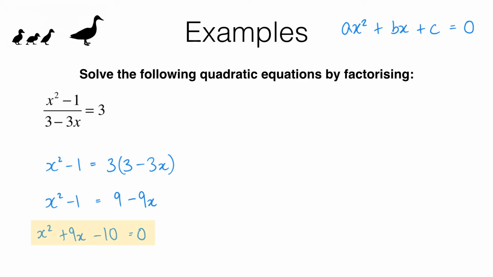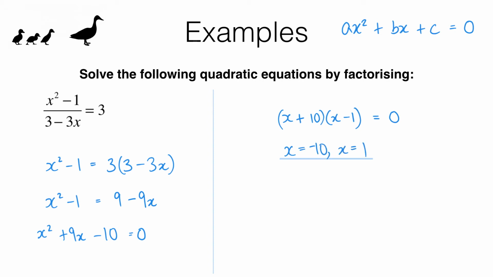So we've got our equation into this form, ax squared plus bx plus c equals 0. From here we could solve it by completing the square or using the quadratic formula, but we're told to do this by factorising, so let's factorise it. This one factorises to x plus 10, x minus 1, and that equals 0. That means we get solutions x equals negative 10, x equals positive 1. Let's move on to the next example.